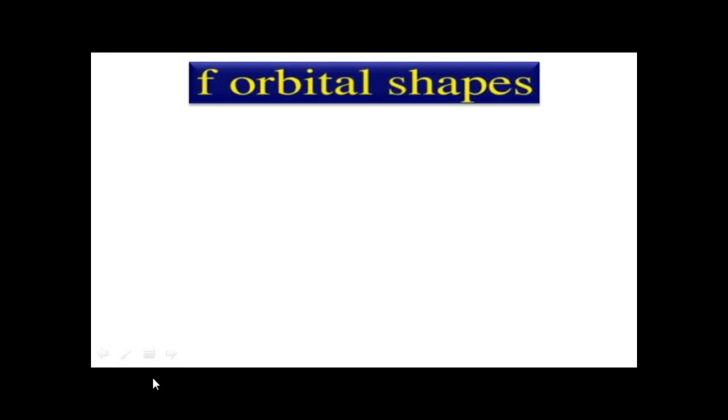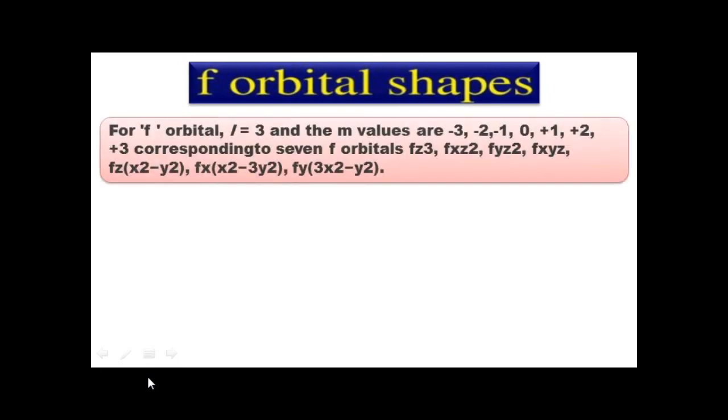So finally, the shape of the f orbital. For the f orbital, what is the L value? It is 3. What is the m value? That is the magnetic quantum number -3, -2, -1, 0, +1, +2, +3. That is 7 orbitals. Fz cube, Fxz square, Fyz square, Fxyz, Fz x squared minus y squared, Fx x squared minus 3y squared, Fy 3x squared minus y squared.